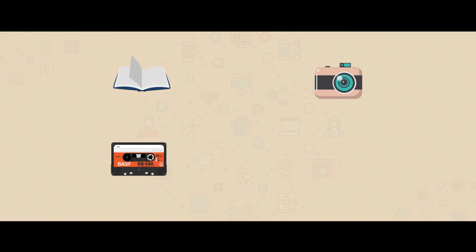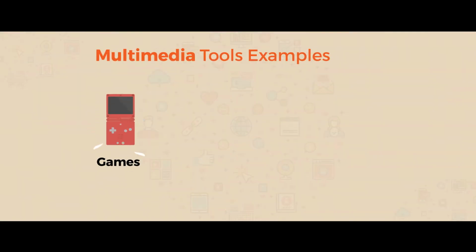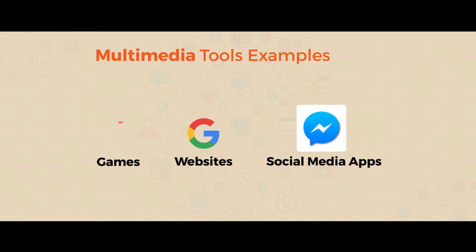In the past, everything was segregated. Text was only found in books, images only in camera pictures, audio only in cassettes, and video in VCRs. Now, all this is integrated in one and can be used in one tool. For example, games, websites, and social media apps use multimedia.